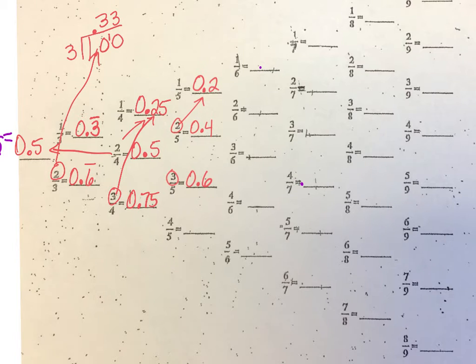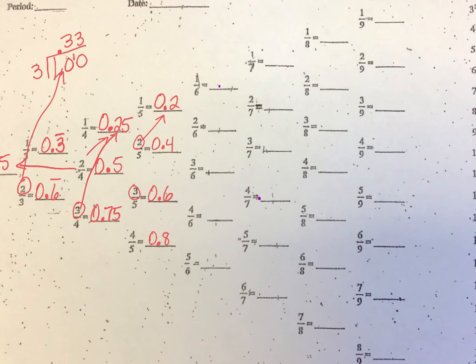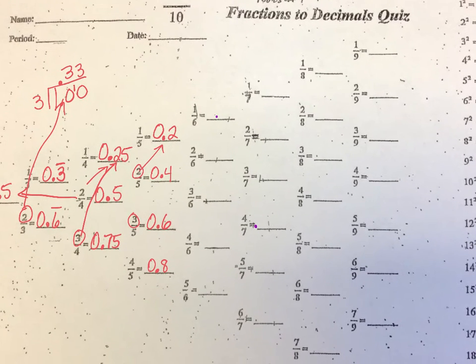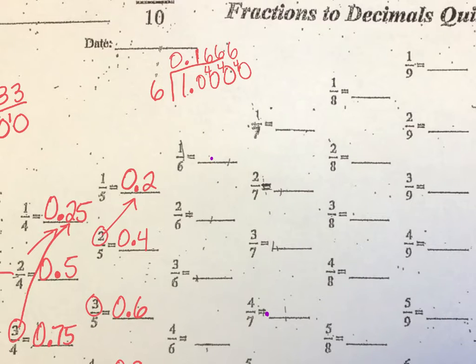Look at the pattern. 0.2, 0.4, 0.6. What do you think, Palmer? 0.8. Yep, sure is. It's 8/10, right? Okay, 1/6, when you divide 1 by 6, you get 0.1, and the 6, which number repeats? The 6, so I only put the repeating bar over the 6. Got it?